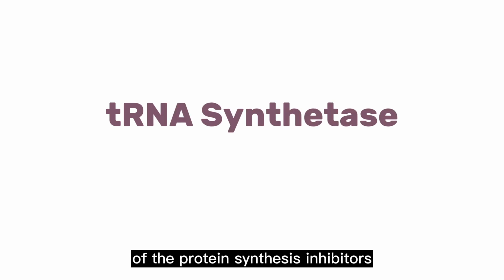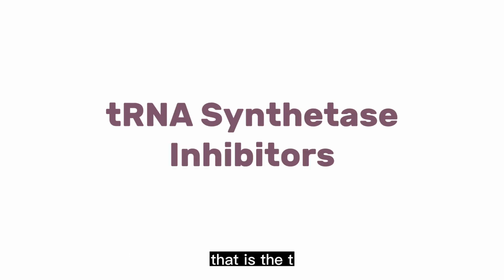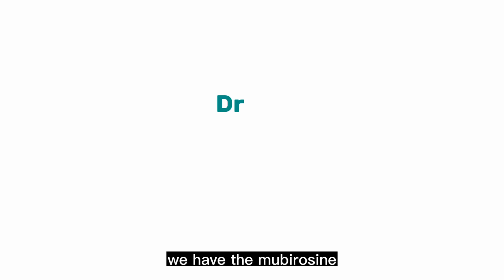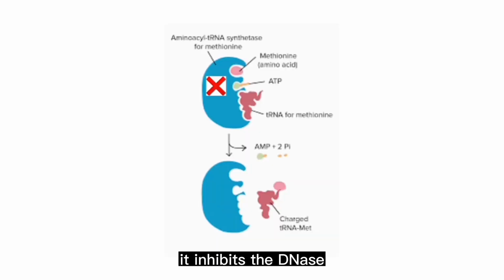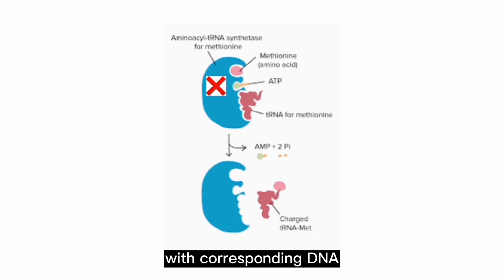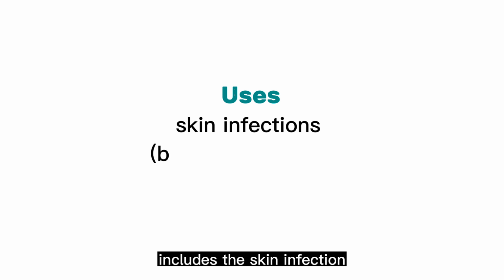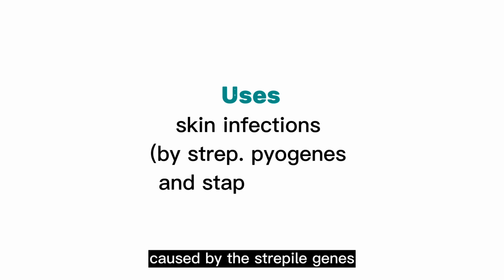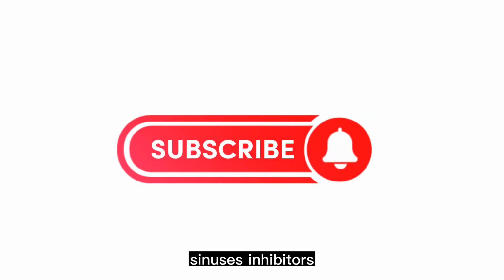Now let's discuss the last category of the protein synthesis inhibitors, that is the tRNA synthetase inhibitors. In this class, we have the mupirocin. It inhibits the tRNA synthetase, which is an enzyme that attaches the appropriate amino acid onto its corresponding tRNA. And the uses include the skin infection caused by the Strep pyogenes and the Staph aureus. So that was all about the protein synthesis inhibitors.